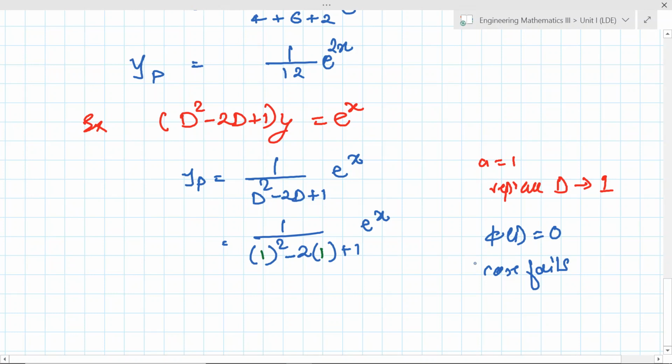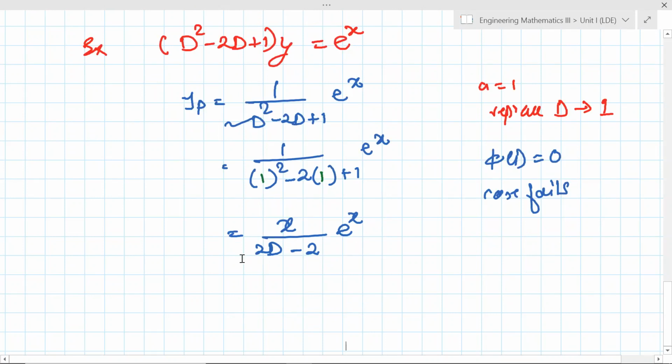We need to take the derivative and then replace D by a. So therefore multiply by x and take the derivative of phi of D. So this is my phi of D, its derivative: the derivative of D square is 2D, minus the derivative of 2D which is 2, the derivative of 1 is 0, into e raised to x. Now replace D by a. What is my a? A is 1. Replace D by 1.